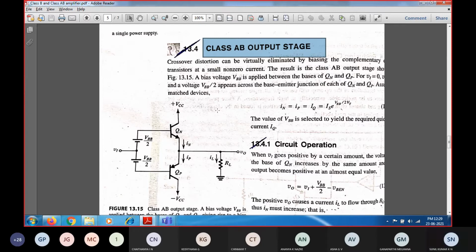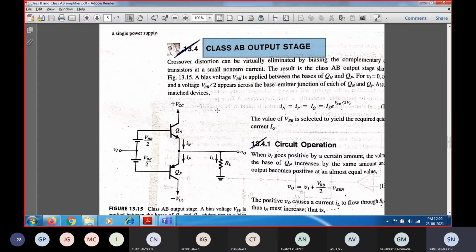So in order to get that output, greater than 180 and less than 360, we need to bias the operating point. The transistor or the amplifier needs to be biased so that the operating point is greater than cutoff and less than the center of the load line. That means if the operating point is below the center of the load line and above the cutoff point, the output you will be getting is greater than 180 and less than 360 for a given input signal. That is the operating angle of the class AB amplifier.